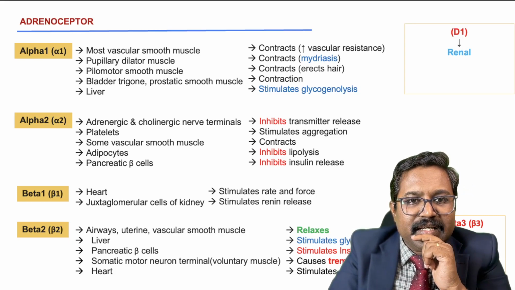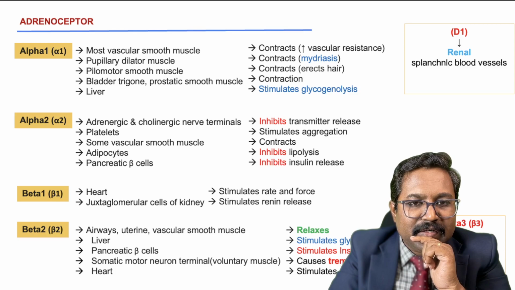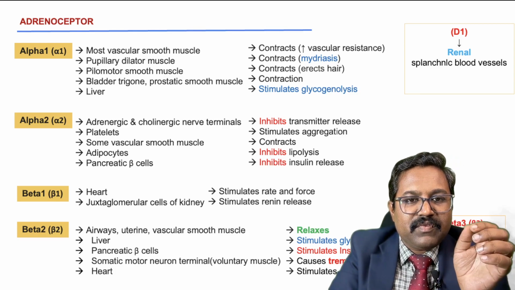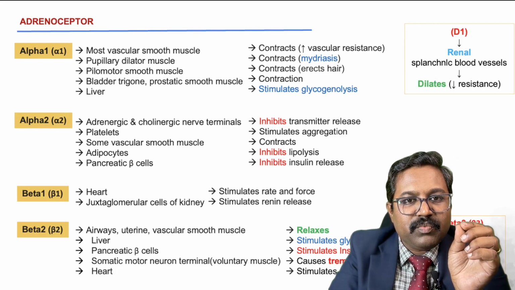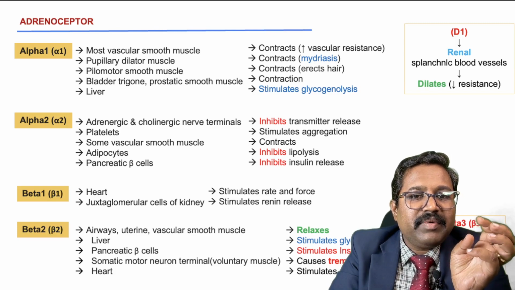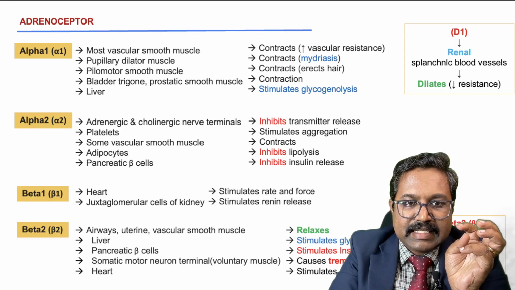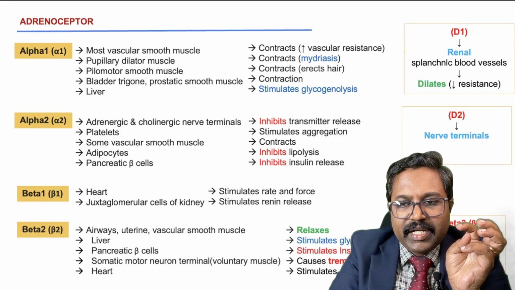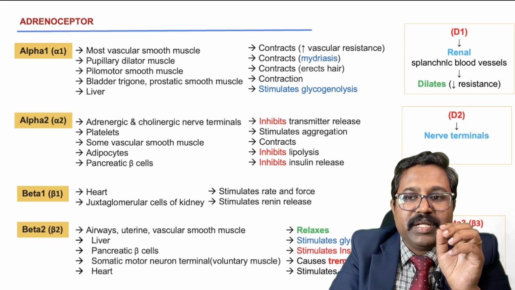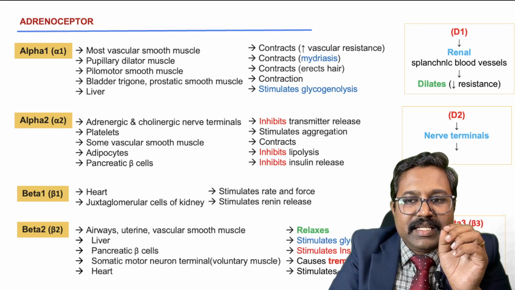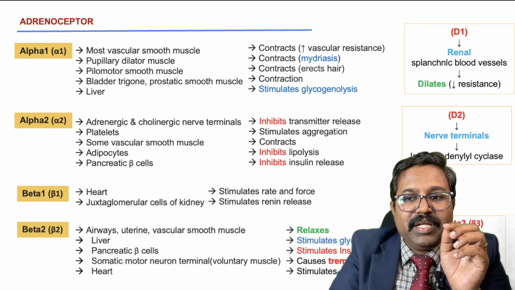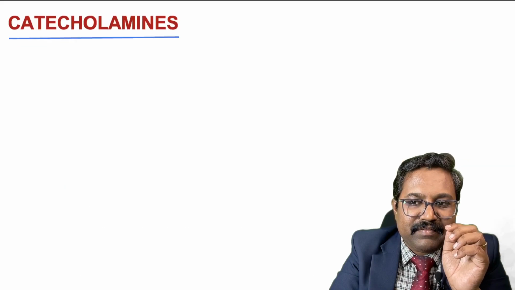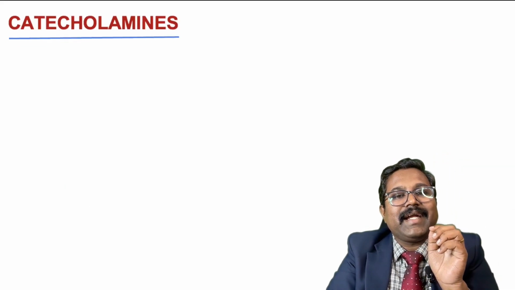So D1 is mainly located in the renal blood vessels and splanchnic blood vessels. Activation of D1 receptors will lead to vasodilation, and there will be a decrease in the vascular resistance. And next we have the D2 receptor, which is mainly located in the nerve terminals, and its activation will inhibit the adenyl cyclase activity. So coming to the catecholamines.